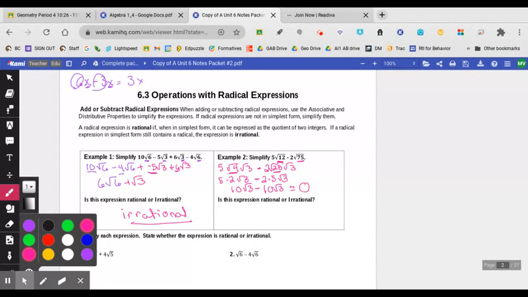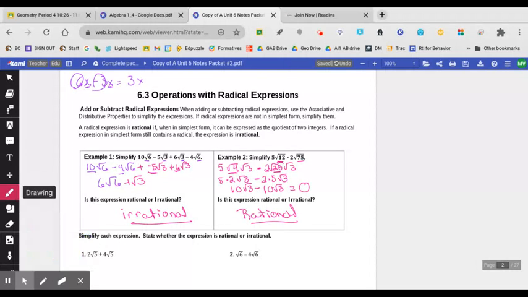Which equals 0. So the expression is rational because when simplified it equals 0, and 0 is a rational number. It's actually a whole number.